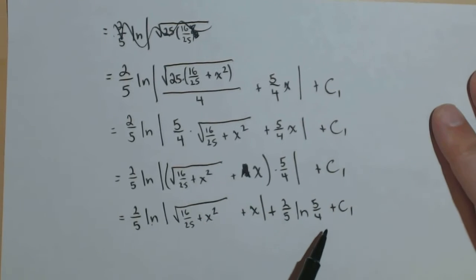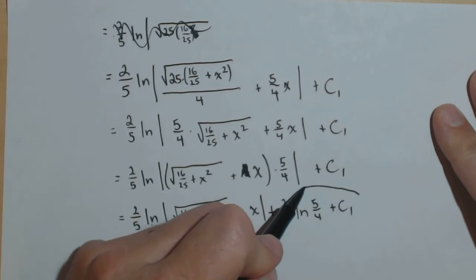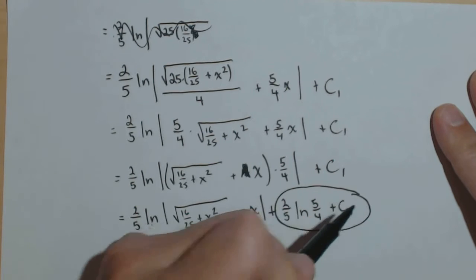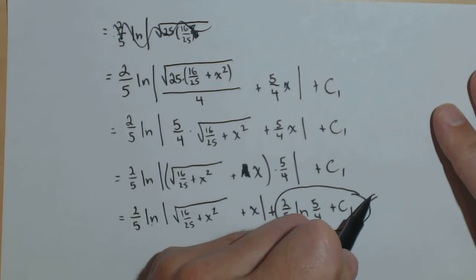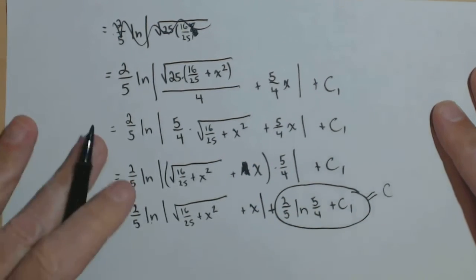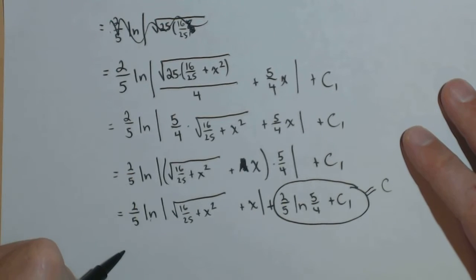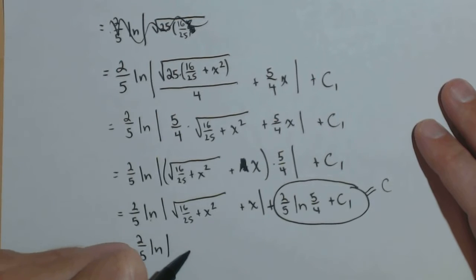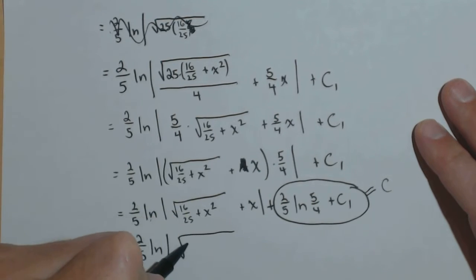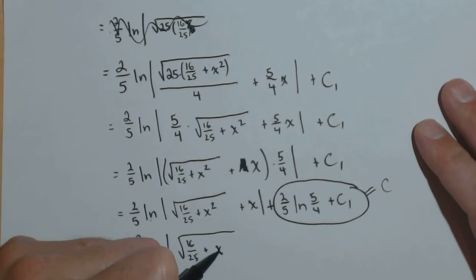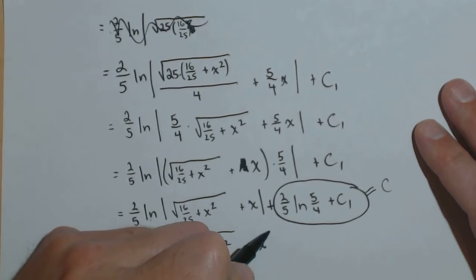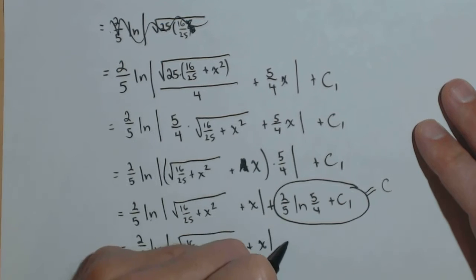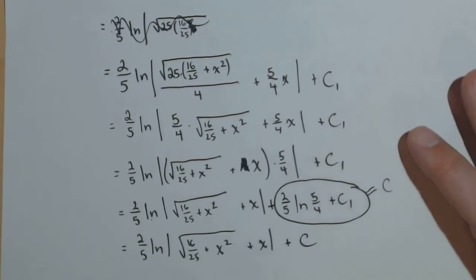Well, here's what happens in the table and why you don't see this part here. This part here is just a constant. So we absorb it into another constant that we call c. That'll get taken care of when we have an initial condition. And so the final answer you might get from a table of integrals will look a lot more like this. 16/25 plus x squared plus x. You might see the order reversed on those, plus c.